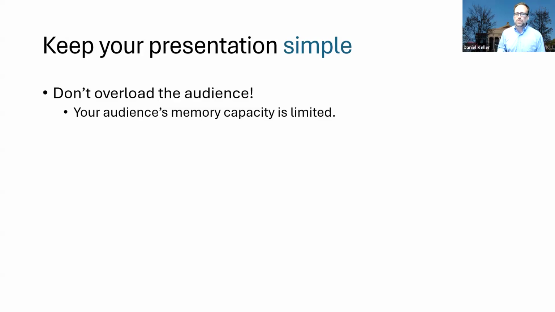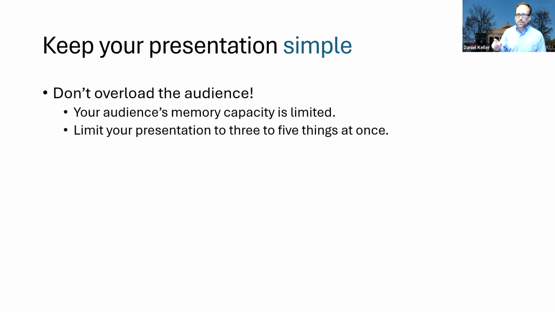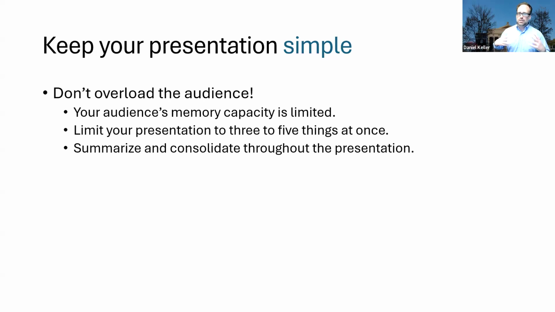Functionally, the reason for this is because your audience's memory capacity is limited. We just cannot manage a large amount of information in our working memory at one time. So we've got to limit it to maybe 3 to 5 things at once. Fewer is better. But then summarize and consolidate. So present 2 or 3 new things, but then summarize, consolidate, make them into one thing. So you keep a chunk of the 2 or 3 things together in your brain at once, so they don't take up the same proportion of the capacity of your working memory.